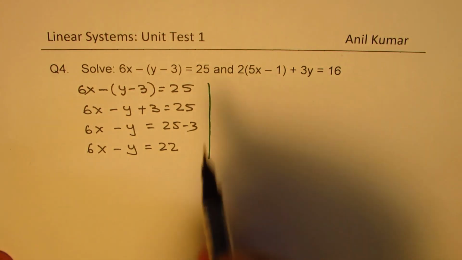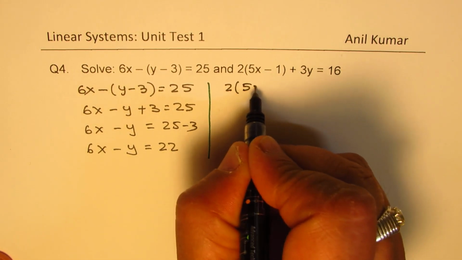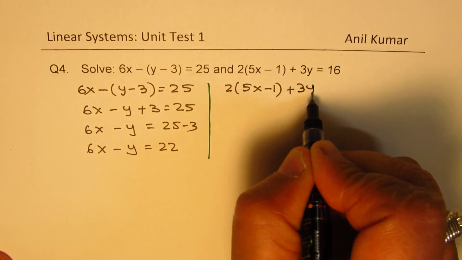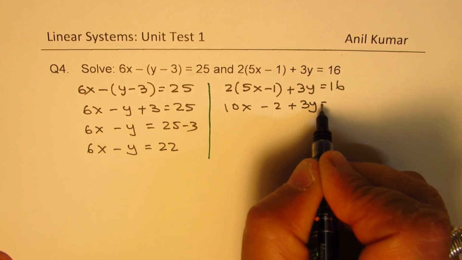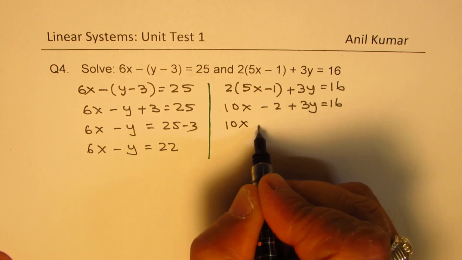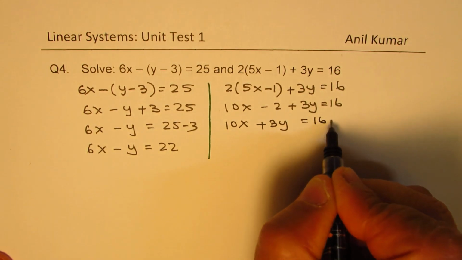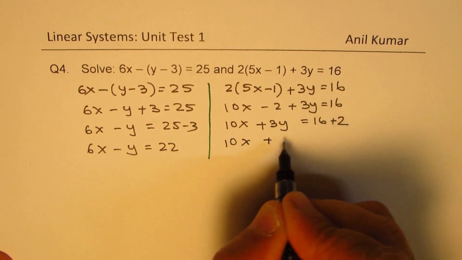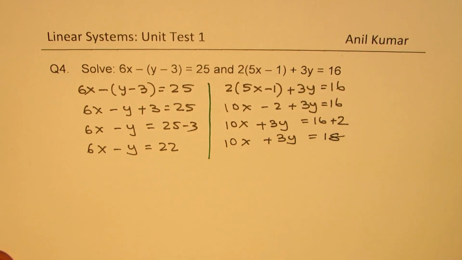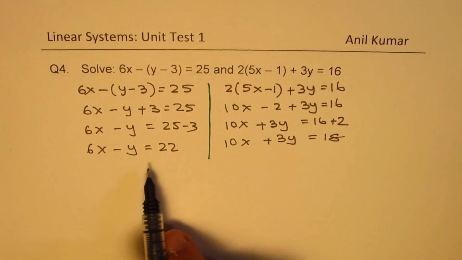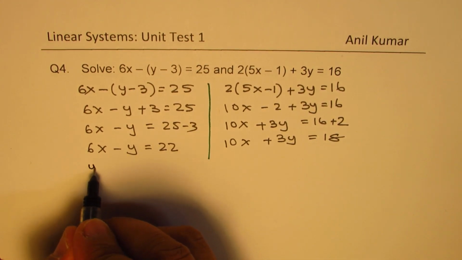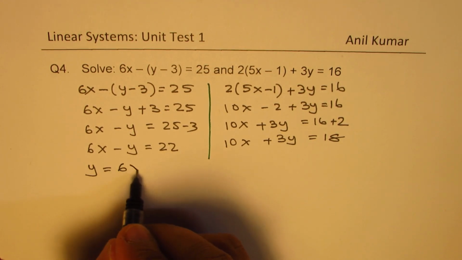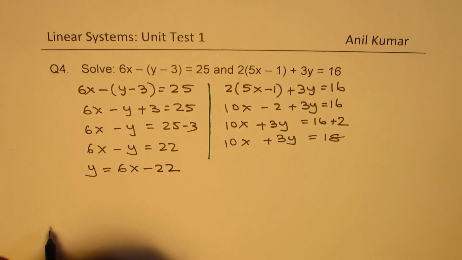The second one for us is 2 times 5x minus 1 plus 3y equals 16. So open the bracket, 10x minus 2 plus 3y equals 16. We have 10x plus 3y equals 16 plus 2. So we get 10x plus 3y equals 18. Now you can use any method of your choice to get your solution. So what we can do is isolate y from here. So we can write y equals, taking y on this side, 6x minus 22, correct?